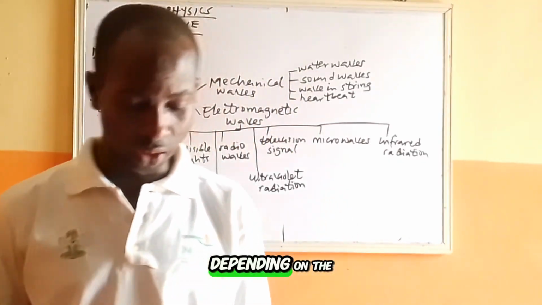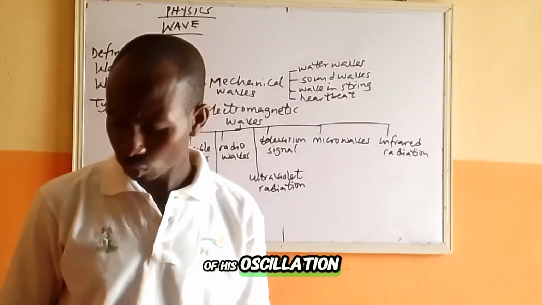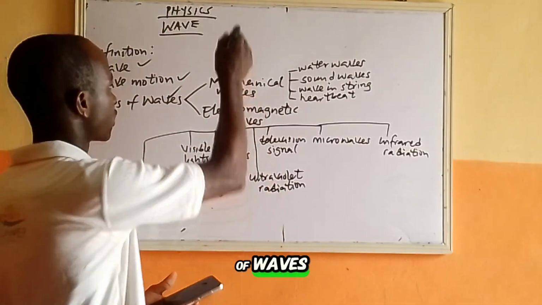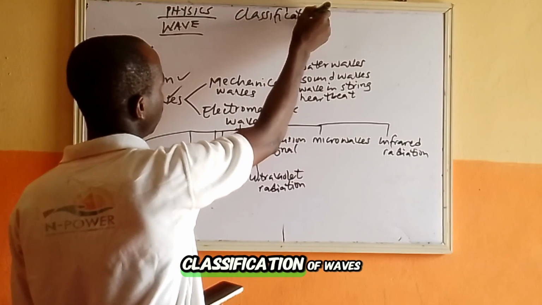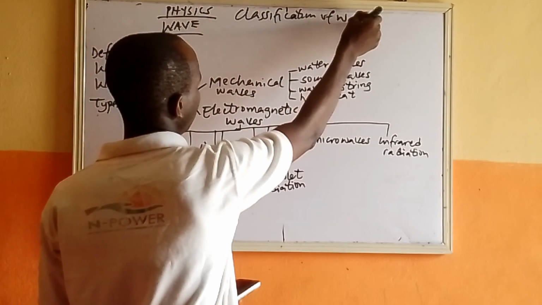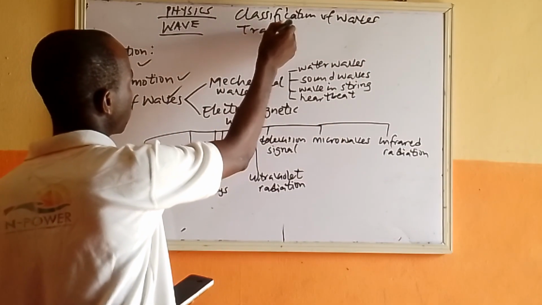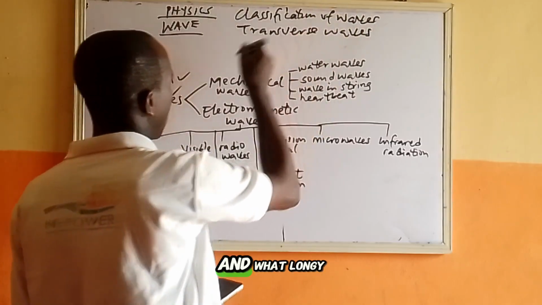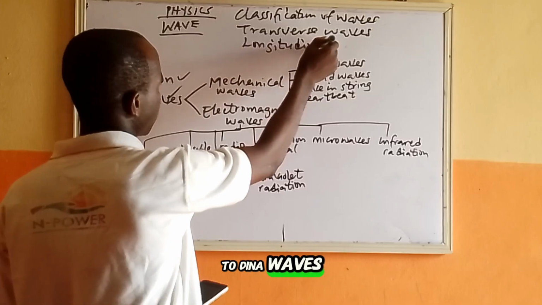depending on the direction of its oscillation. So what do you mean by that? We can now see the classification of waves. Under the classification of waves, we are going to have transverse waves and longitudinal waves.